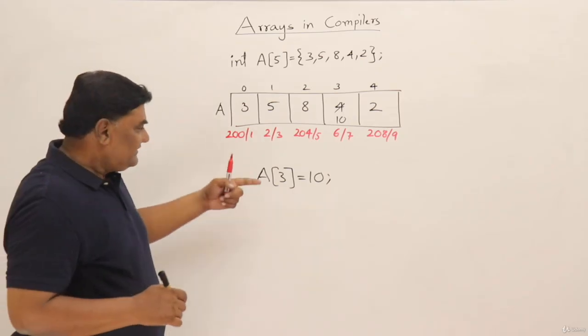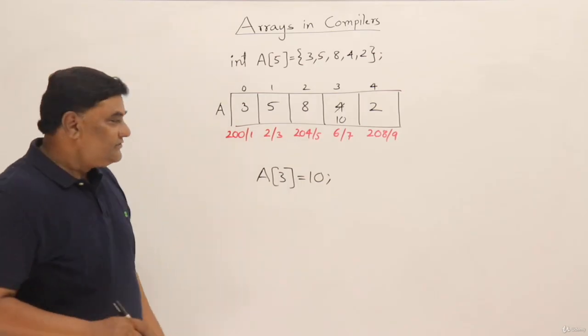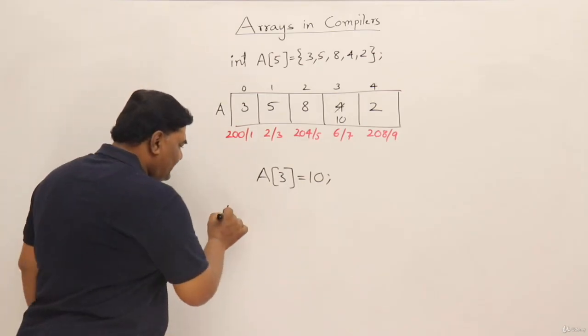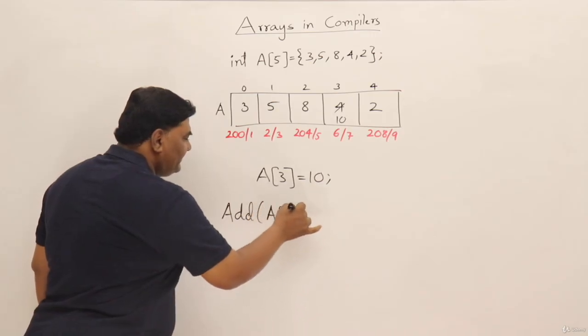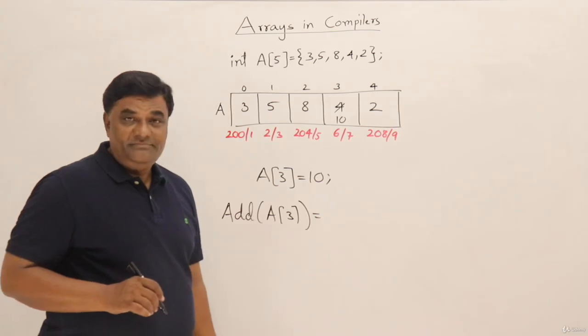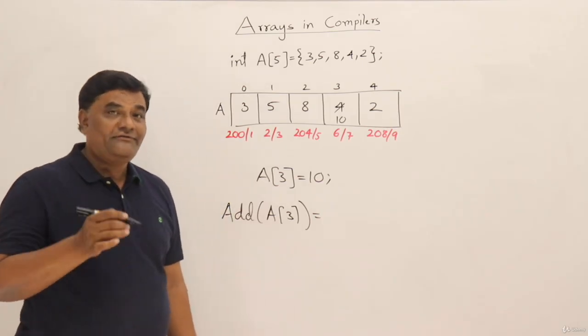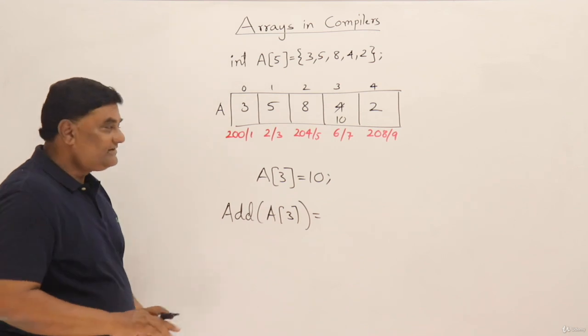So the compiler has to refer to that location, 206. How will this code of our program get converted into machine code? Actually the compiler needs the address of the location a of 3. So how is it obtained? At compile time the address cannot be known. So the compiler will write down a formula for obtaining the address. Let us see how that formula looks.